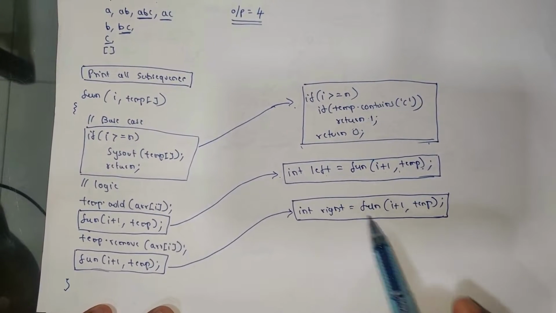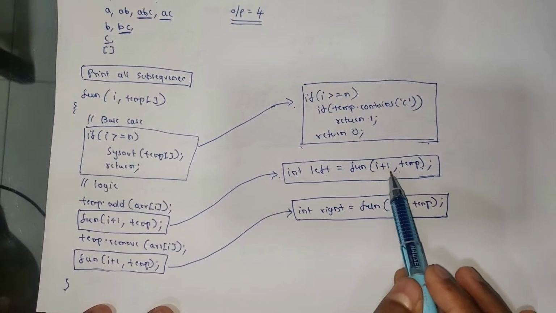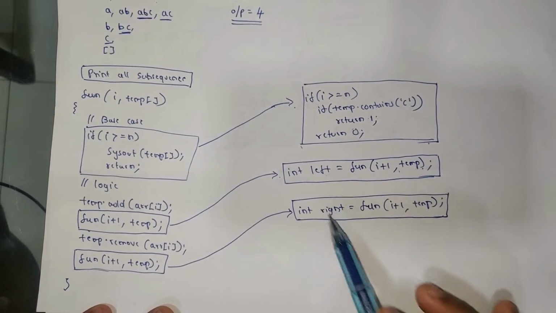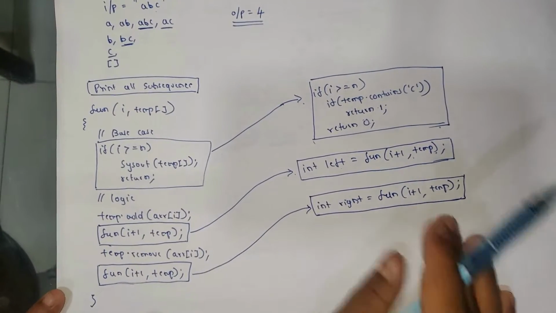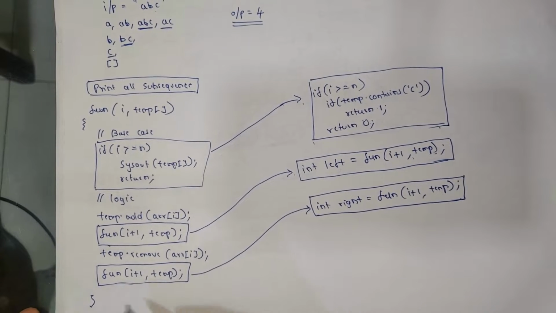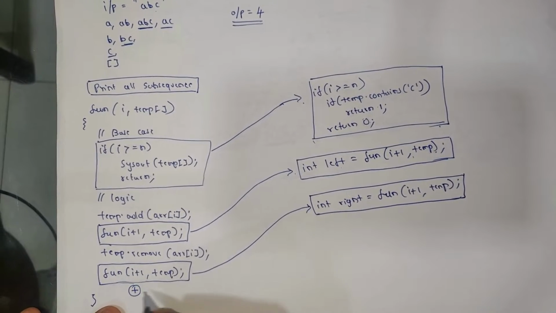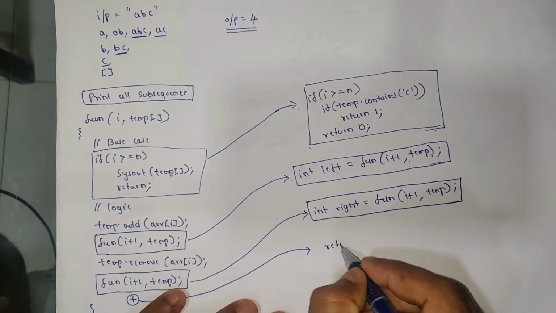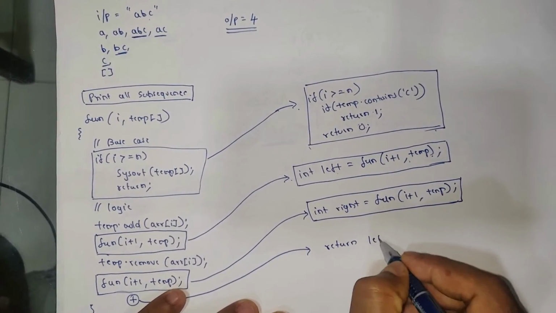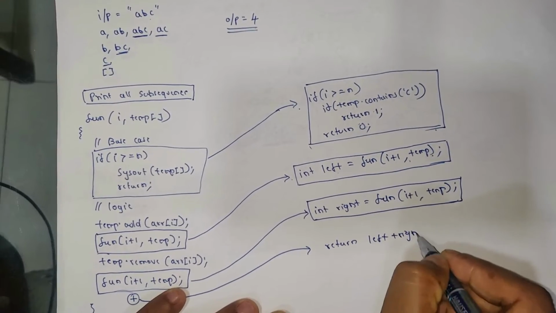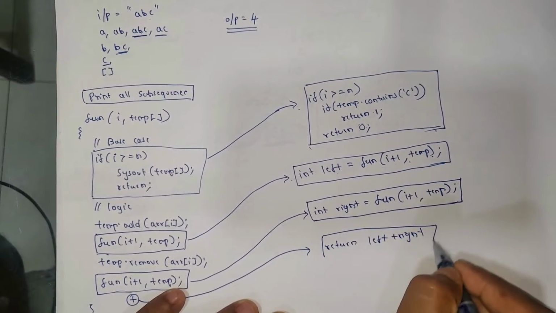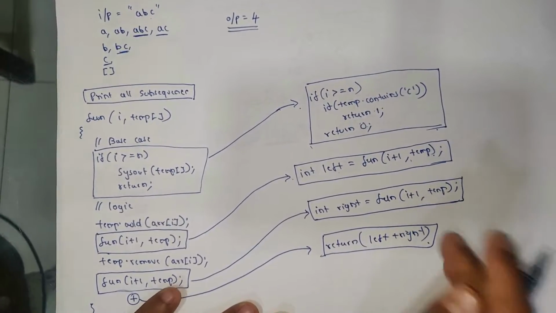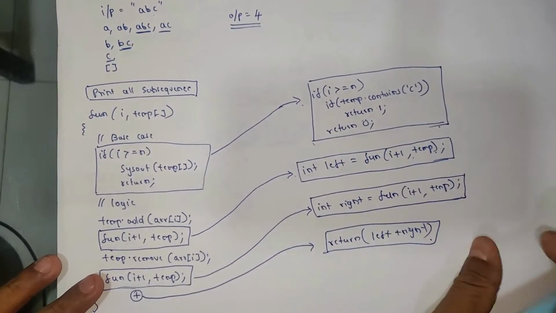So I have left and I have right. I have stored my recursive call value output into these two variables, right? Now at the end, I will add a statement which is return left plus right. Now what does this mean? What is left, what is right?